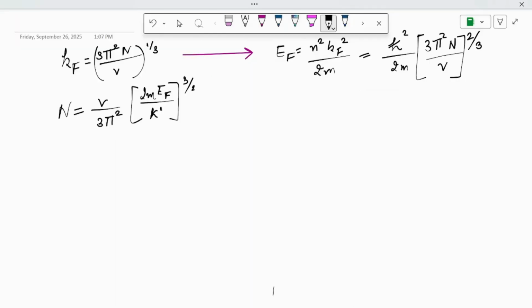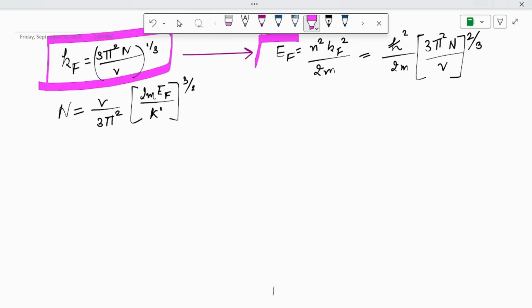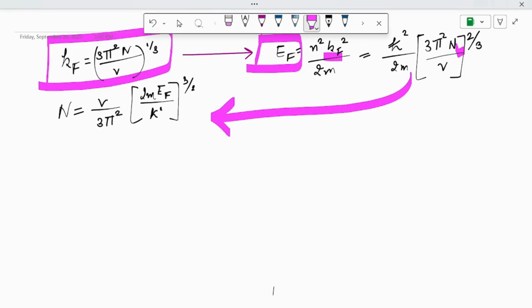Okay, so we have derived the expression of kF in terms of N, and also the Fermi energy is related to kF by this expression, and hence the formula of Fermi energy in terms of N is calculated, and from here we have calculated the expression of N in terms of Fermi energy.